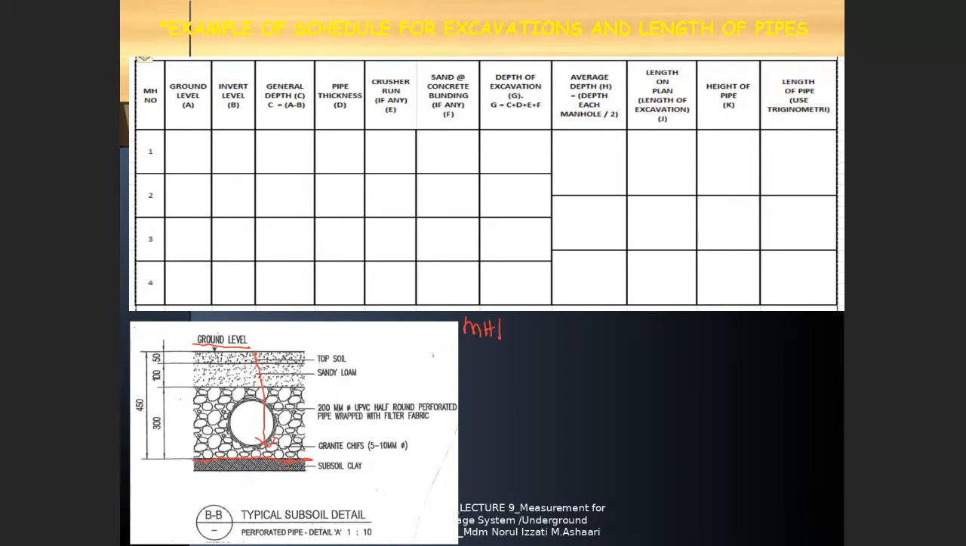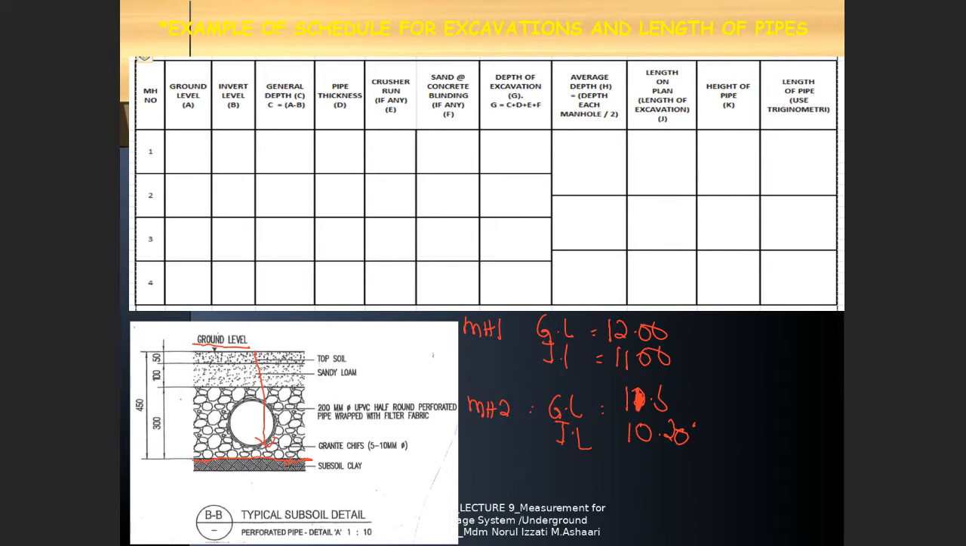Let's say this is manhole number 1, this is manhole number 2. You are given the ground level as 12 meters. The invert level for MH number 1 is 11. For MH2, the ground level is given as 12.5, sorry, this one is supposed to be 11.5. And the second one, the invert level is given as 10.2. So what you need to do is prepare the schedule and fill this up.